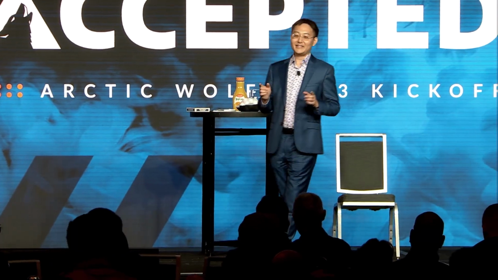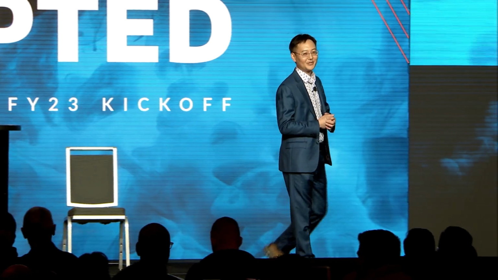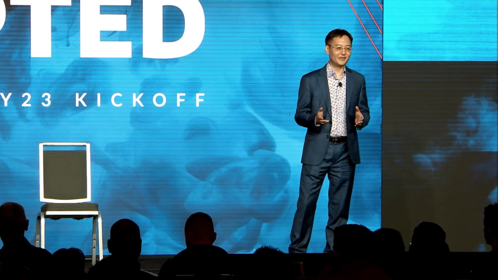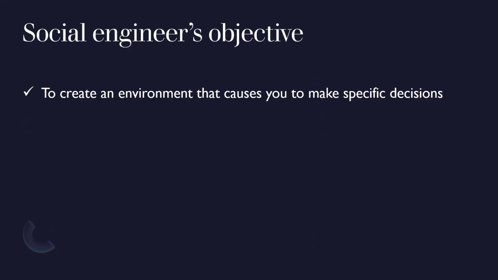Well, I can't teach you how to do that in 20 minutes. But what I can do is demonstrate for you just how effective these techniques can be. These techniques are taken from social engineering, and I call this controlling variables. So let's talk about what the social engineer's objective is. In this case, it is to create an environment that causes you to make specific decisions.